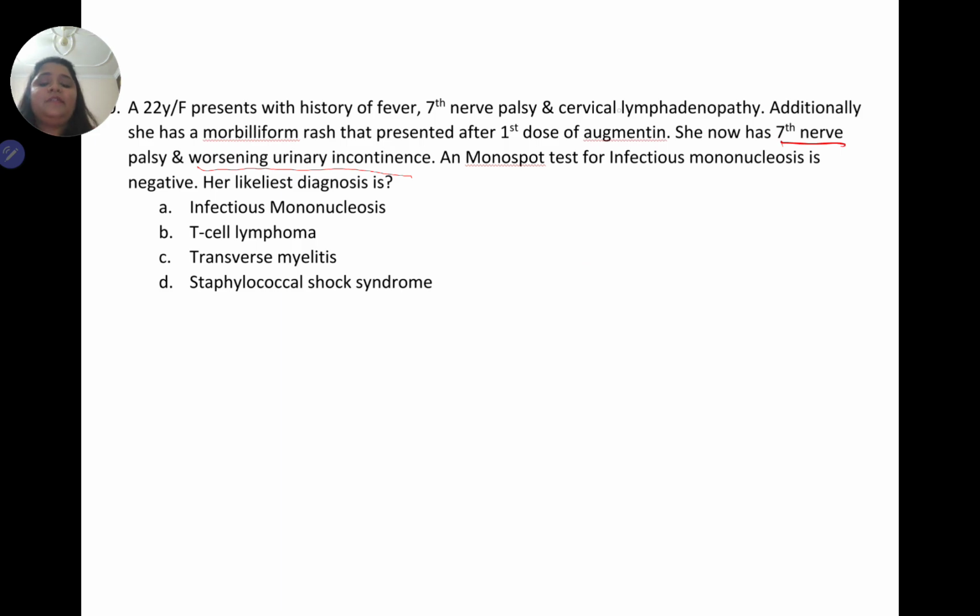So fever, cervical lymphadenopathy with a morbilliform rash after first dose of Augmentin, all are in favor of EBV infection causing infectious mononucleosis, but the monospot test is negative. For this you need to understand the sensitivity and specificity of a monospot test, as well as when you should order what test.